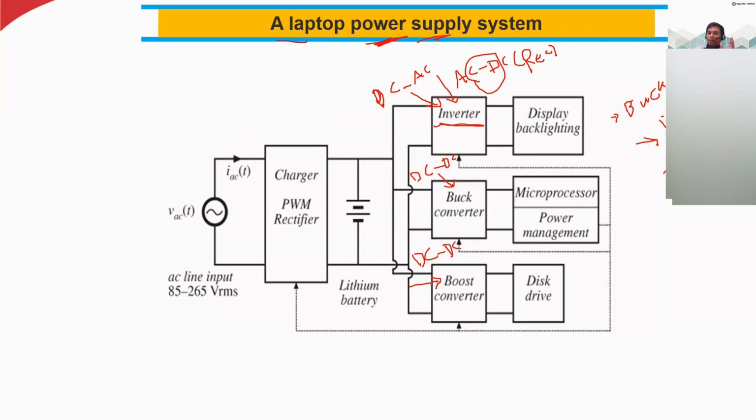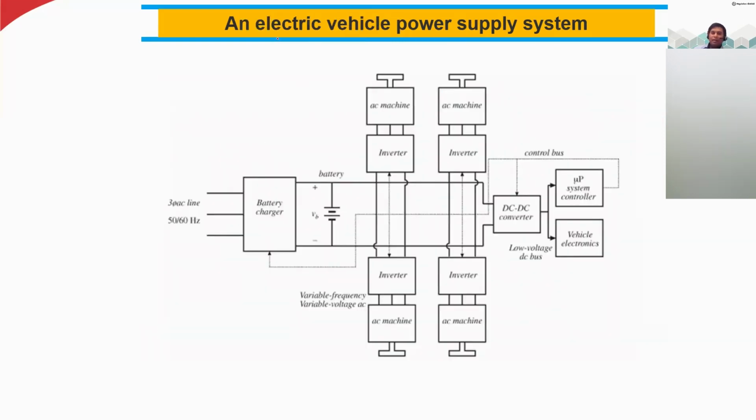So in just one simple adapter, you can see how many different circuits we are using in the power supply system. It really depends on the application where you are going to use it. Maybe sometimes you will use only one type, or sometimes you will use a combination of different types of power electronic converter circuits. And similarly for the electric vehicle power supply system.